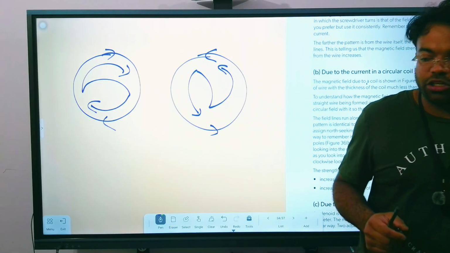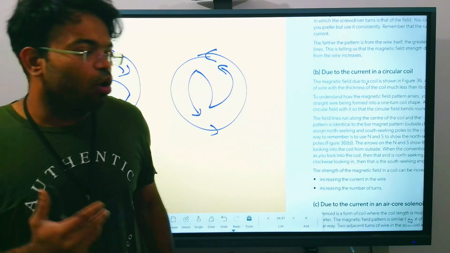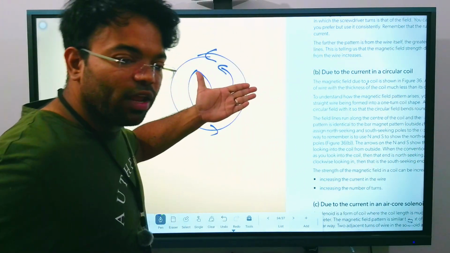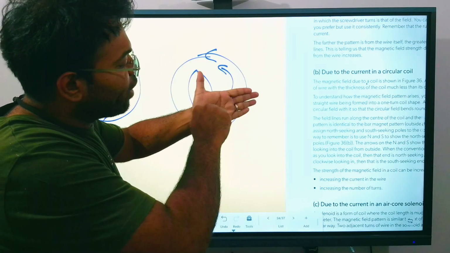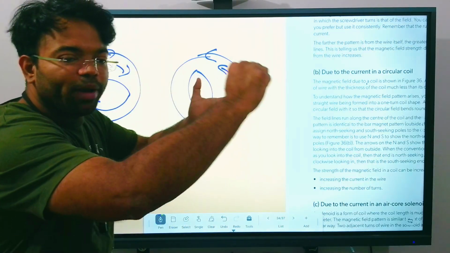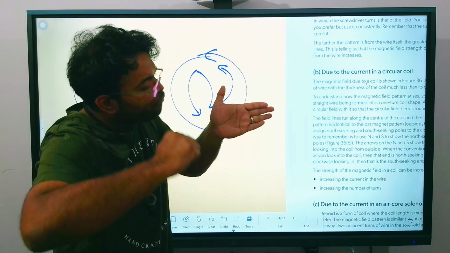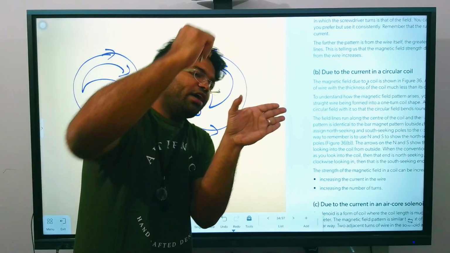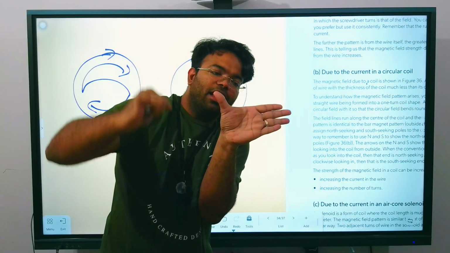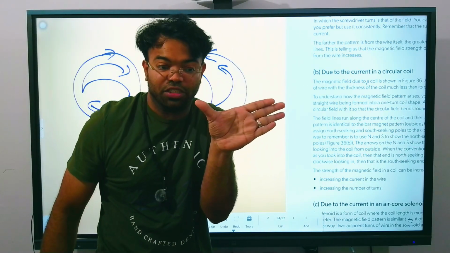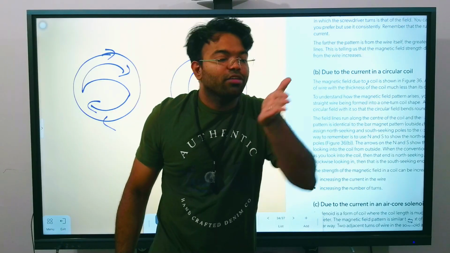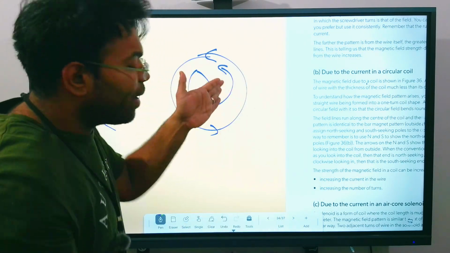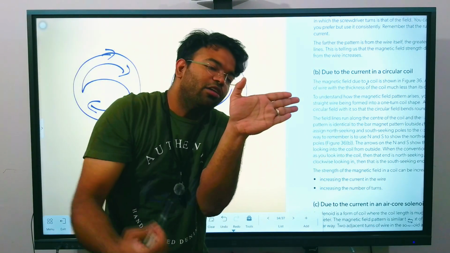Now, Akshay, if you have a coil like this, then if I look at the coil from one direction, what will I observe? Observe my hand. If I'm looking at it from here, I can see that it is in the clockwise direction. But if I look at it from the back, I observe an anti-clockwise direction. So an observer from this side will observe a clockwise direction current flowing, but an observer from this side will observe an anti-clockwise direction.